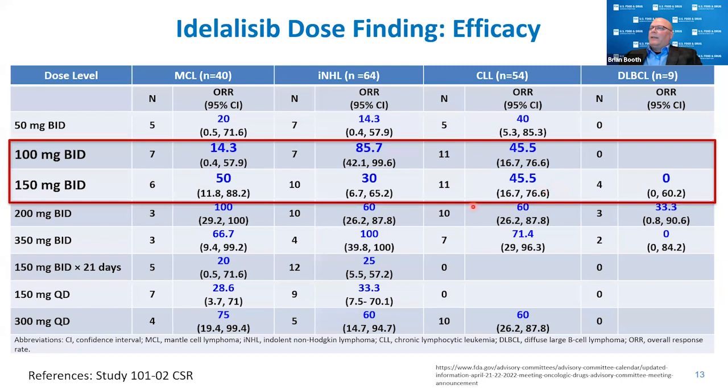Okay, makes sense. But here's the interesting thing, I think. If you look at 100, they're also getting some pretty good response rates. So it makes you wonder why we weren't looking at 100 a little more closely early on, because they seem to have pretty good response rates.